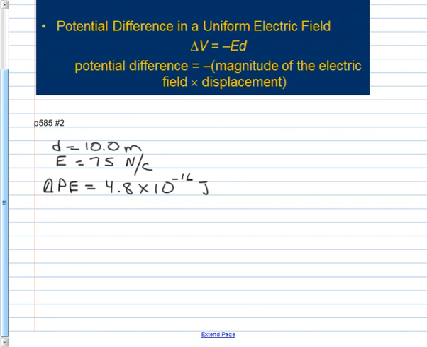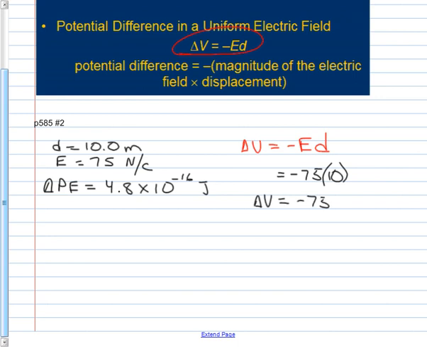Part 2 says, what is the potential difference between the initial and final locations? What's the potential difference formula? Guess I didn't even need that other one down there, did I? Negative electric field strength, 75, times the distance that we moved, 10 meters. Get out your calculators.